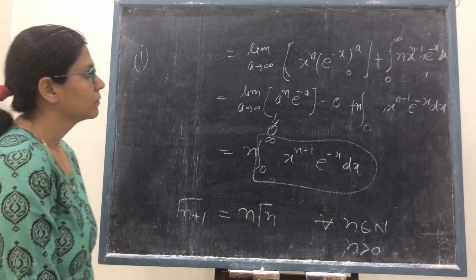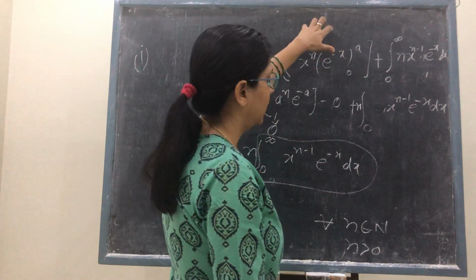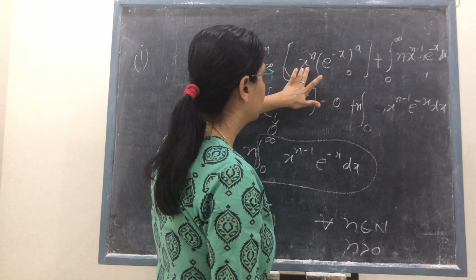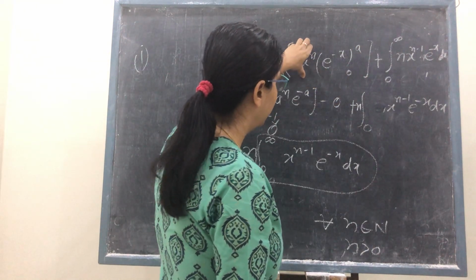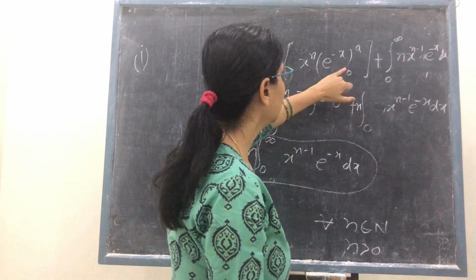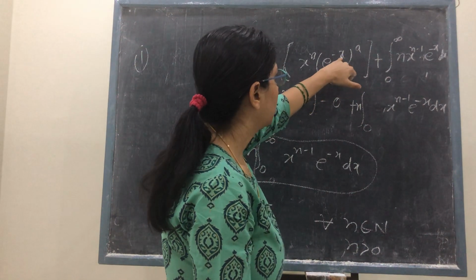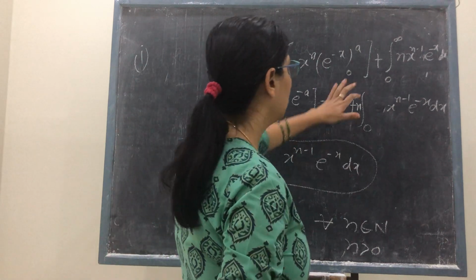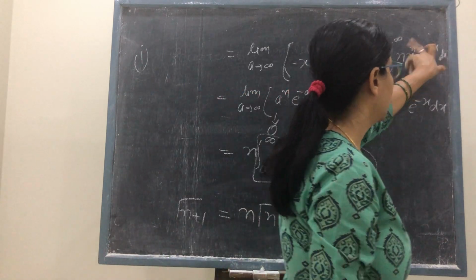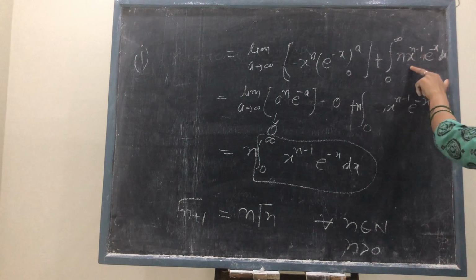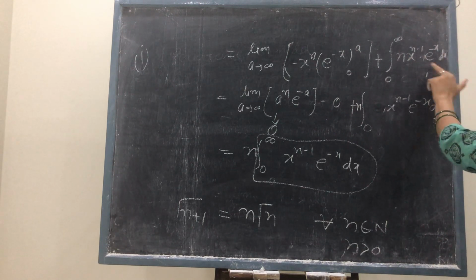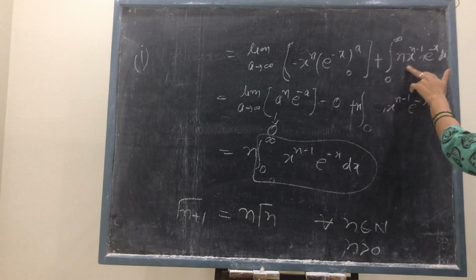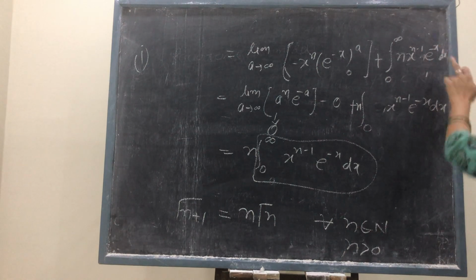Is it clear? Here we used integration by parts. First of all, taking x raised to the power n, integrating e to the power minus x, there will be a minus sign. Now minus of differentiating x to the power n gives n x to the power n minus 1, integrating e to the power minus x, minus sign, minus times minus gives plus, and x to the power n minus 1 e to the power minus x dx.